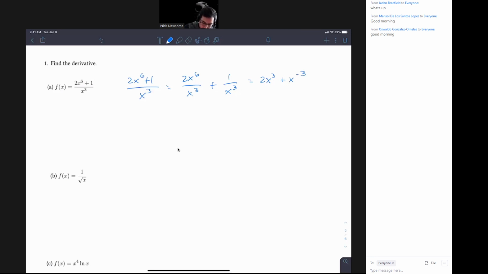Okay, so if I rewrite f of x in this way, then taking the derivative becomes very straightforward. All right, and we can just leave it this way. This is acceptable. If you want to do one more, you can, but it's not necessary. Either of those is acceptable.